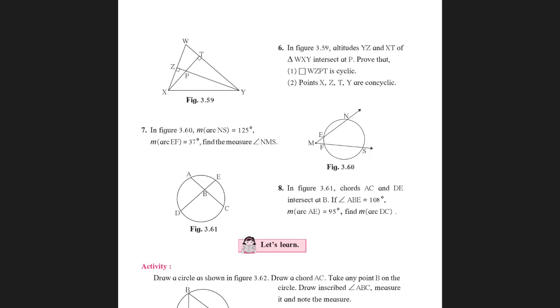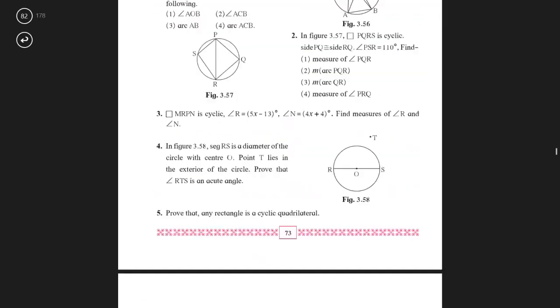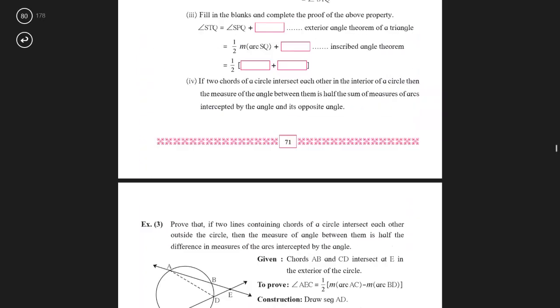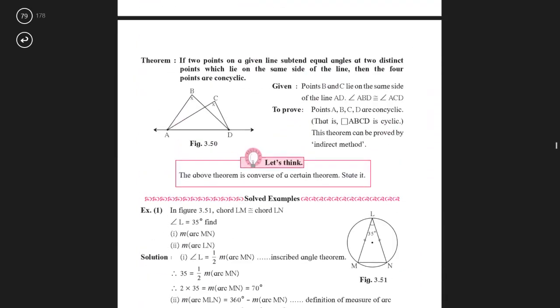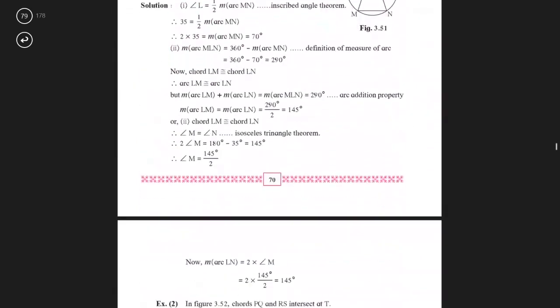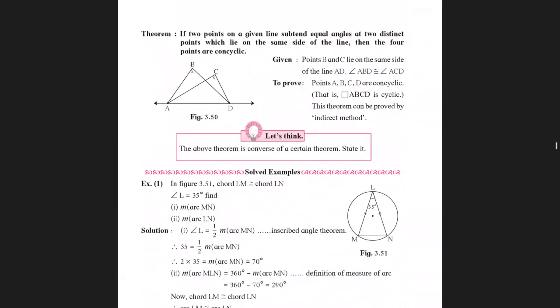Now, to prove points X, Z, T, Y are concyclic, children, do you remember the theorem that we learned? I had asked you to write. See, go to page number 70. Now this theorem: if 2 points on a given line subtend equal angles at 2 distinct points which lie on the same side of the line, then the 4 points are concyclic.